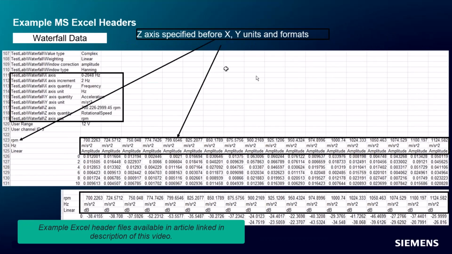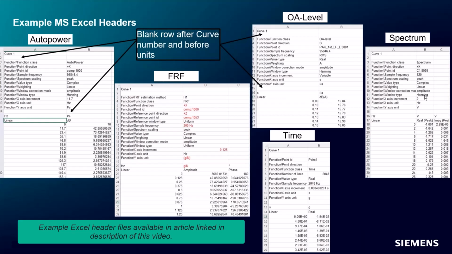Overall level, there's an example of an overall level. There's an example of a frequency spectrum, and here's an example of a time history. We've specified the point ID, a direction is blank, function class is time, number of lines is specified, X-axis increment is specified, X-axis unit, and Y-axis unit. Okay, so this is a small header we'd have to bring if we're bringing in time history.